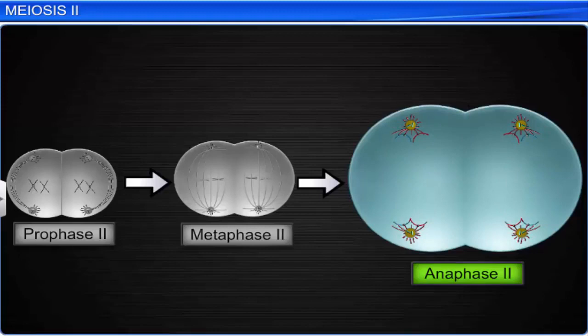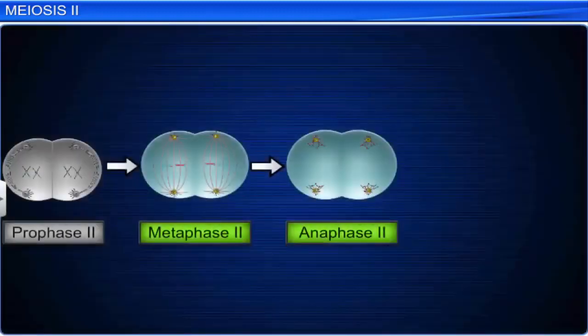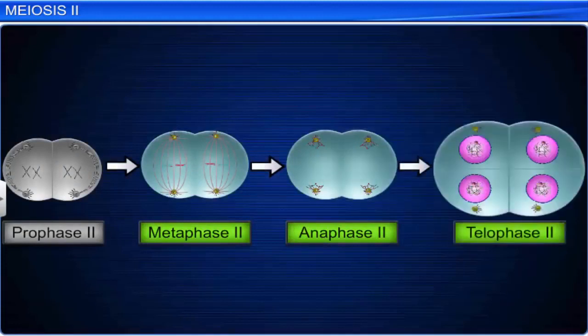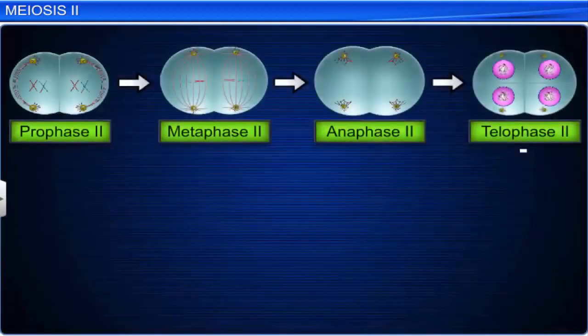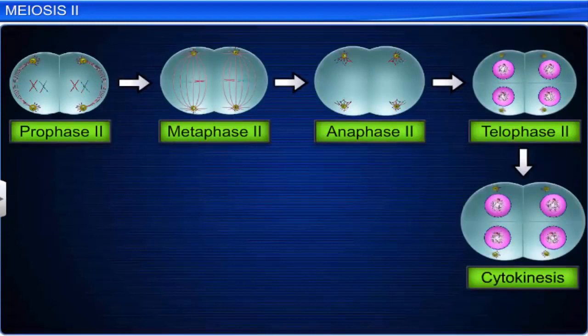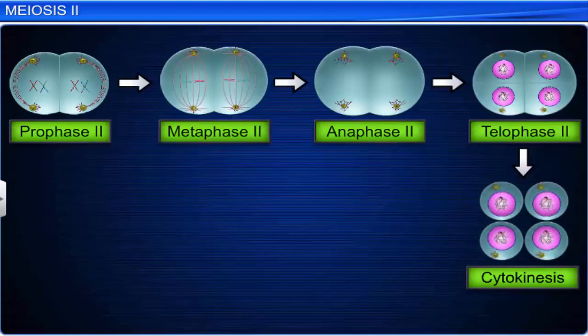The final phase of meiosis II is telophase II. During this phase, the chromosomes reach the opposite poles and a new nucleus with a nuclear membrane is organized at each pole. Did you know that all four nuclei differ from each other in genetic aspects due to the crossing over in prophase I? Telophase II is generally followed by cytokinesis, during which the cytoplasm in each cell is equally divided, resulting in the formation of 4 haploid daughter cells.